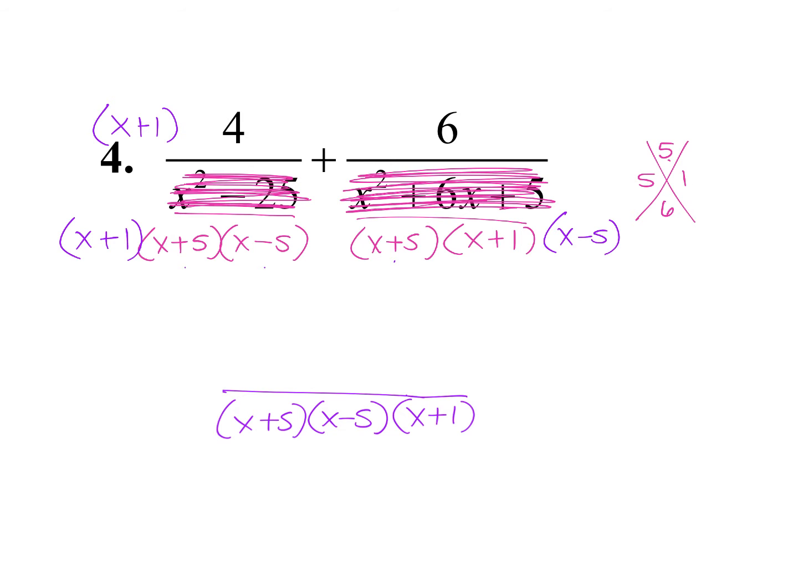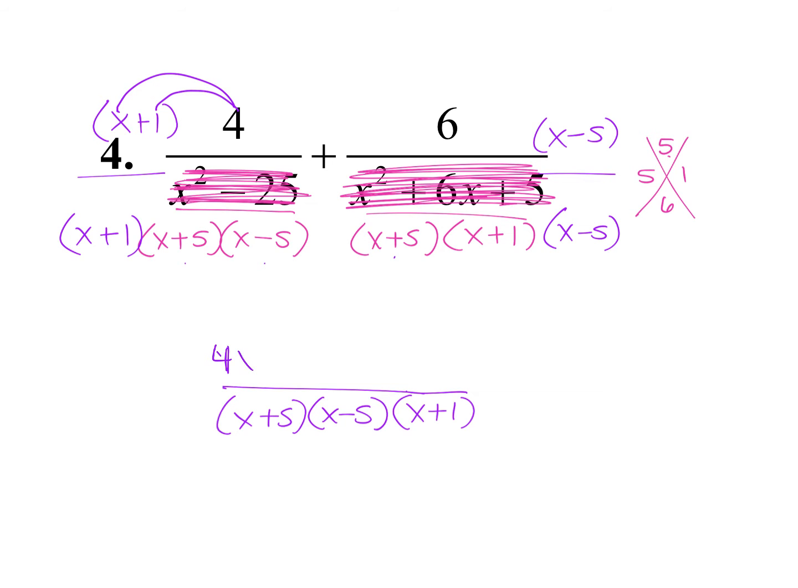X minus 5 over x minus 5. Okay, so now I can distribute that. This is going to be 4x plus 4, plus, now you be careful if this is a minus here, right? That minus has to get distributed to everything. Because it's a plus, you don't really have to worry so much about it. So plus 6x minus 30.